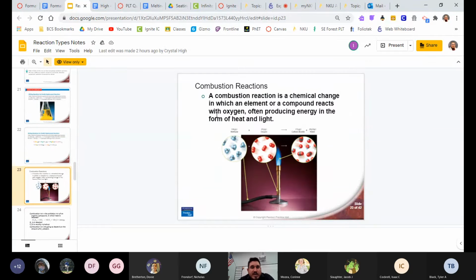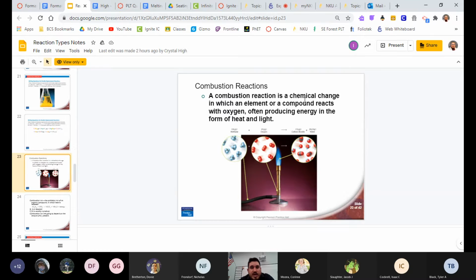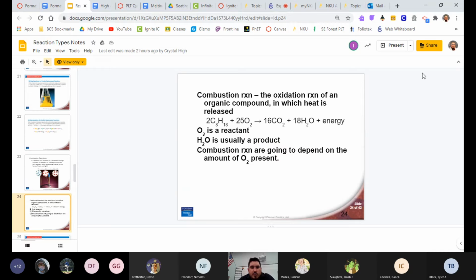Okay. Now combustion reaction, kind of where it gets a little bit more interesting. A combustion reaction is a reaction with an element or a compound that reacts with oxygen, produces light, heat, energy, and typically it would also create water and carbon dioxide as a result. Okay, and so here we have octane right here.